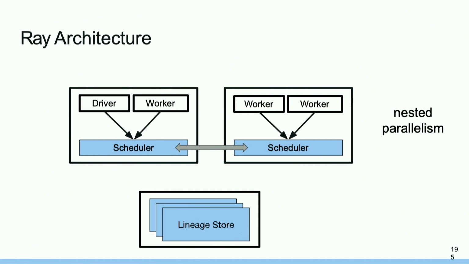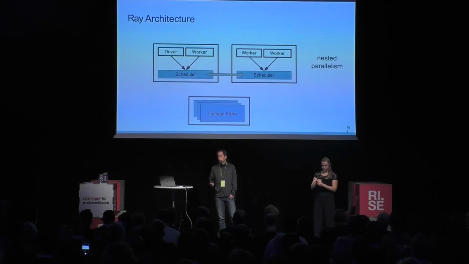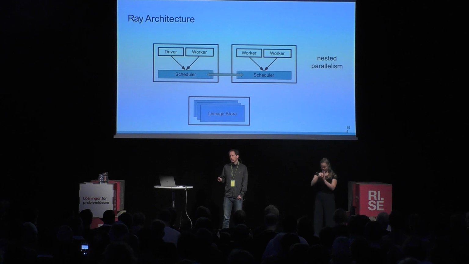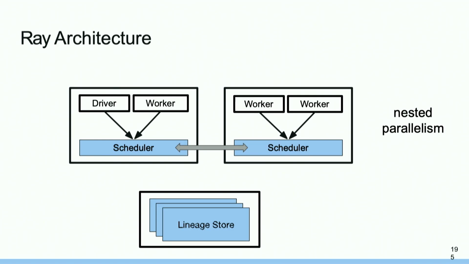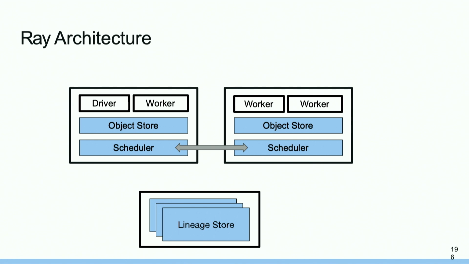The tasks are submitted to the schedulers, which then can redistribute them. So either it can be executed on the same node, or it can be executed on a different node, depending on where the objects are and what are the compute availabilities on the nodes. We have an object store, which can be used to share memory between the workers.